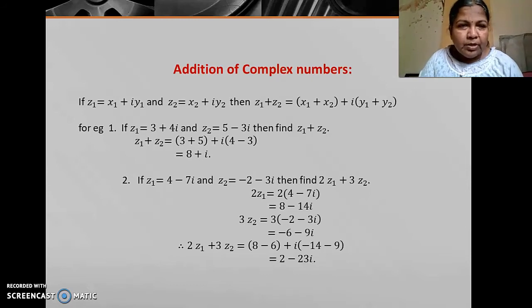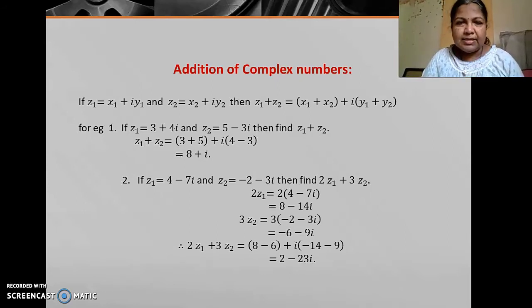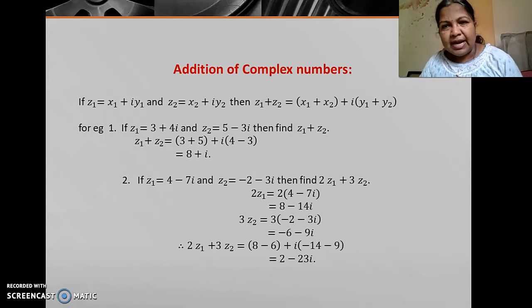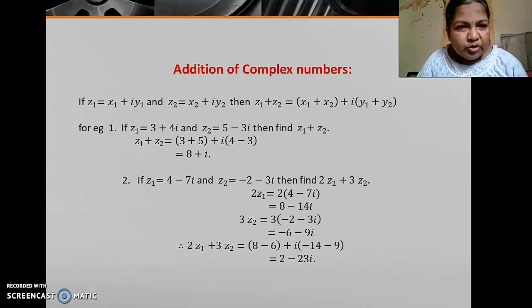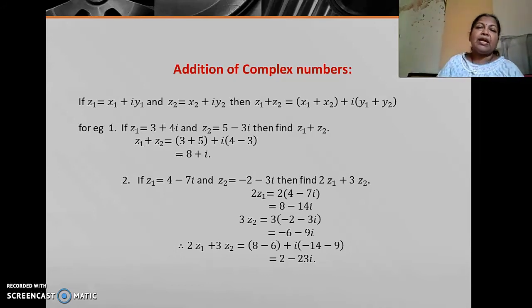Now let's see how to add two complex numbers. Suppose I have z1 as a complex number, so it should be of the form a plus ib. Here we have considered x and y, so z1 is x1 plus iy1, and z2 is equal to x2 plus iy2. Then z1 plus z2 is obtained by adding the real parts together, that is x1 added to x2, plus i times the imaginary parts added together, y1 added to y2. This is the natural way of adding two complex numbers.